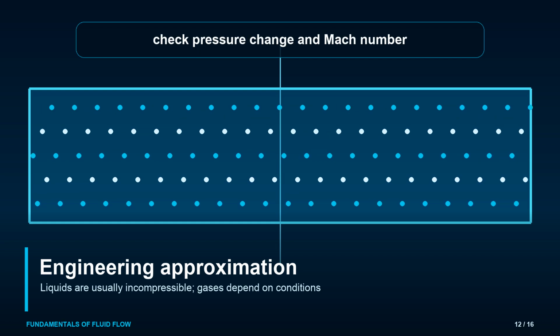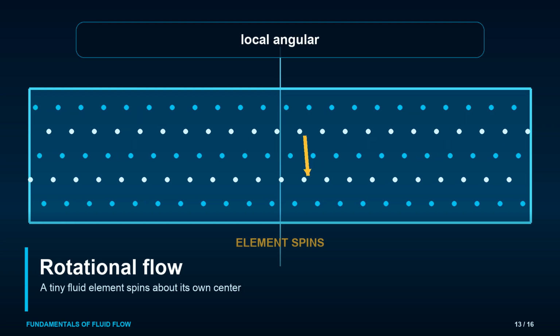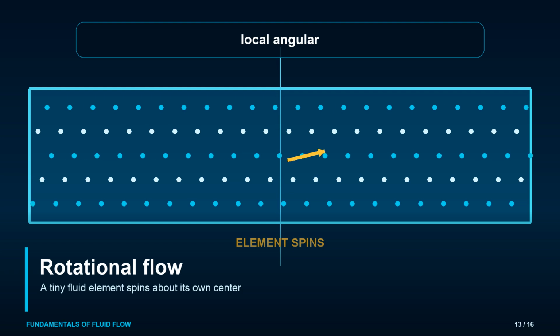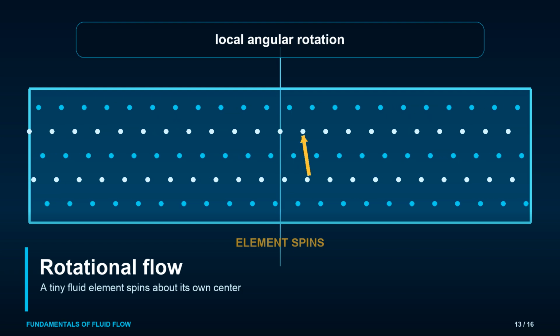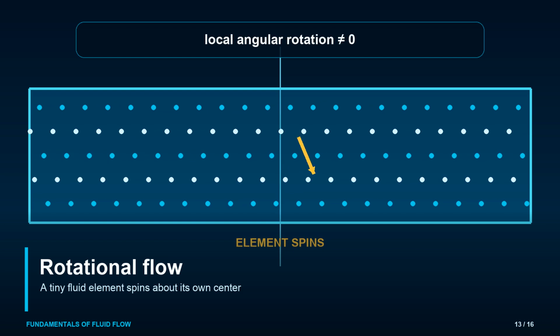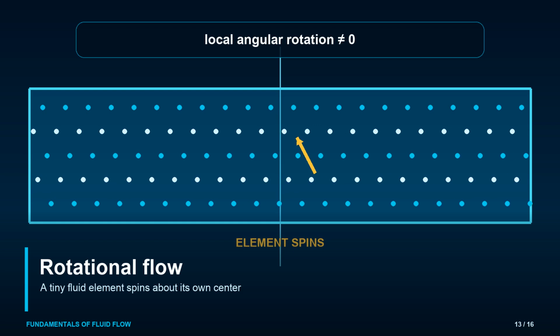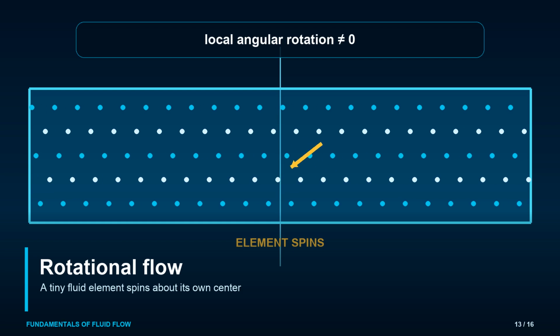Fifth, rotational versus irrotational flow. Imagine marking a tiny fluid element with a short line. In rotational flow, the element spins about its own center as it travels. Flow in a forced vortex, like water driven around a stirred container, is rotational.